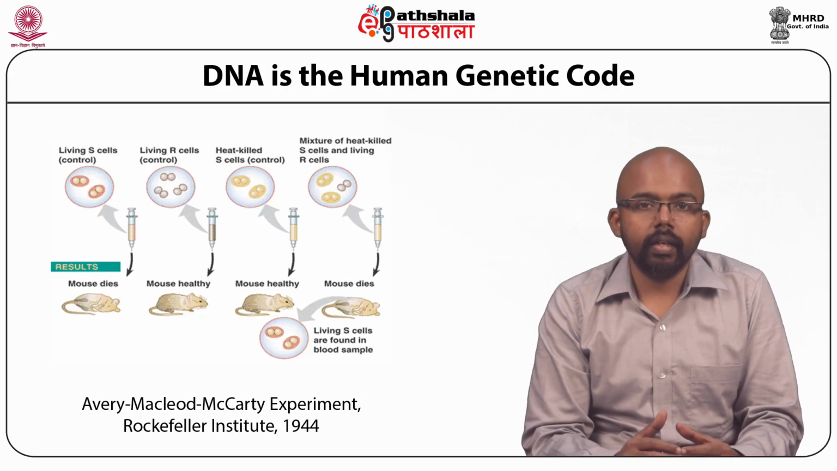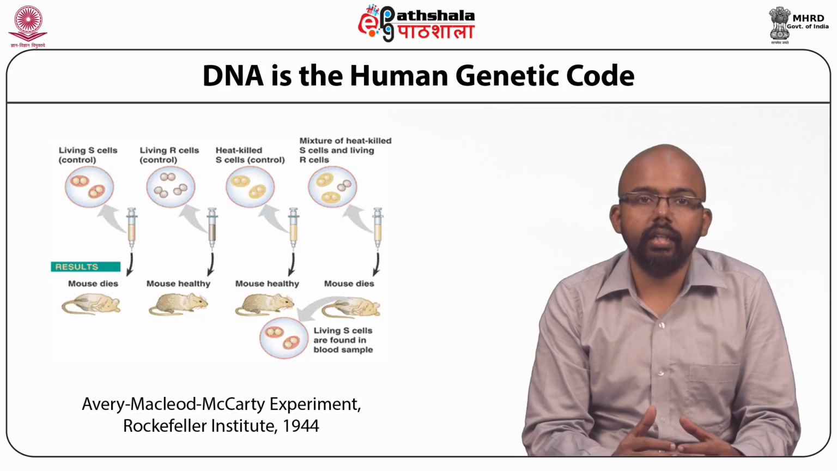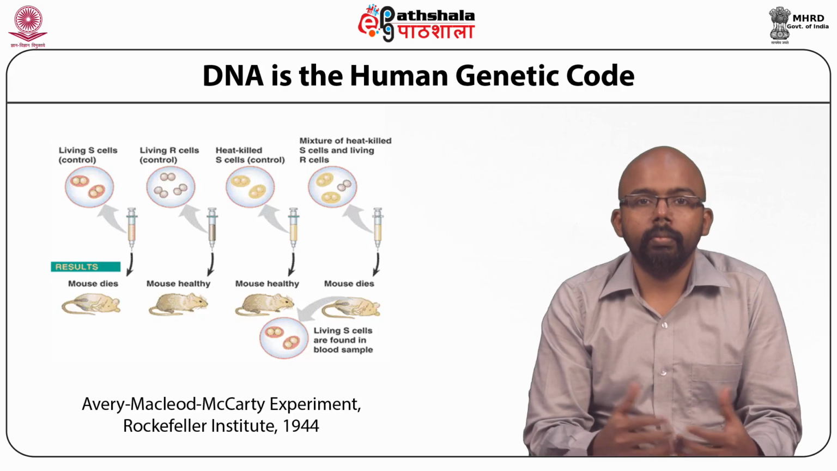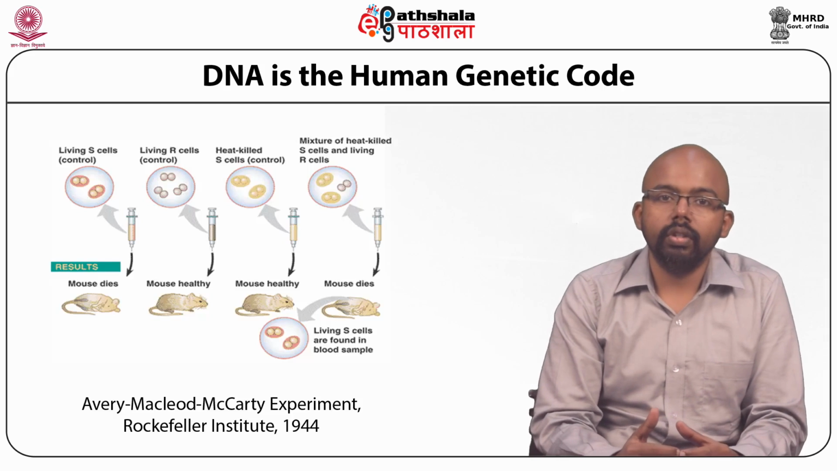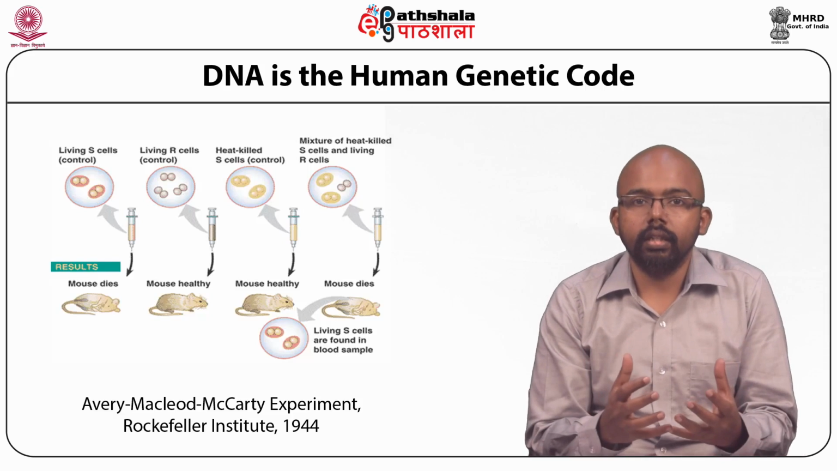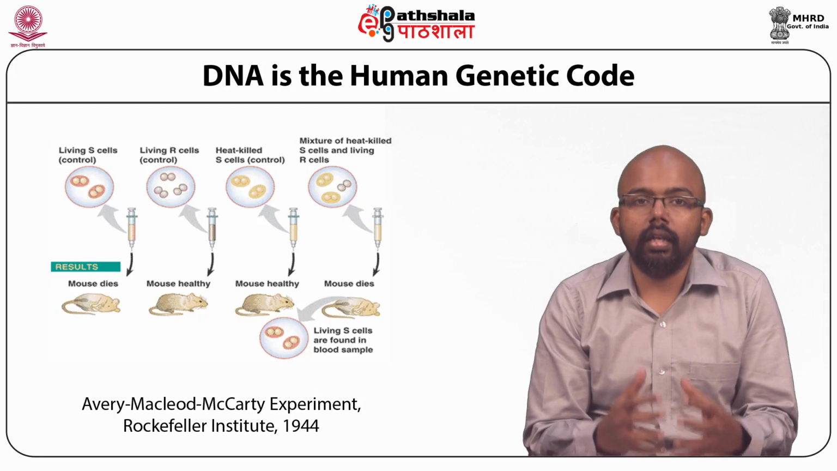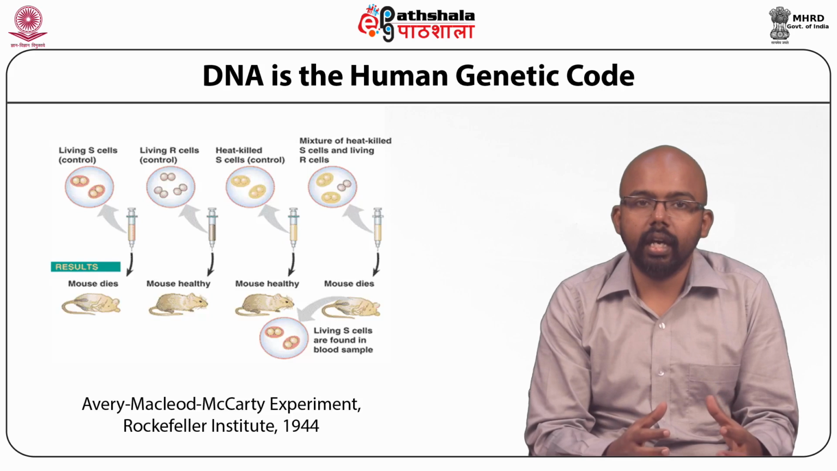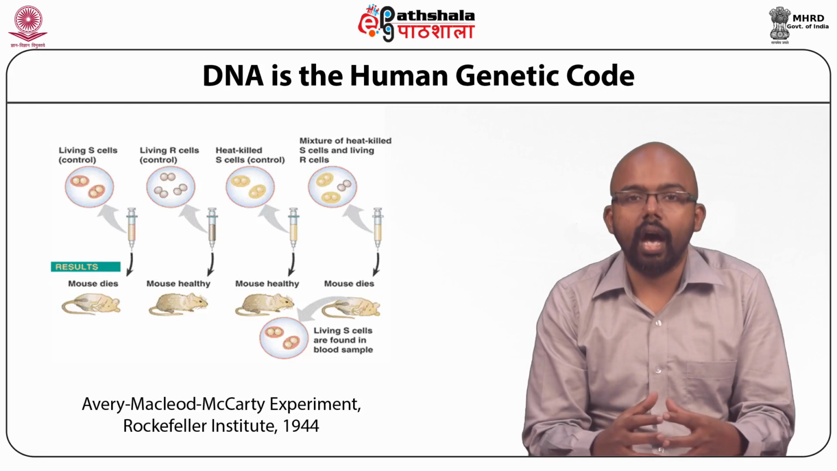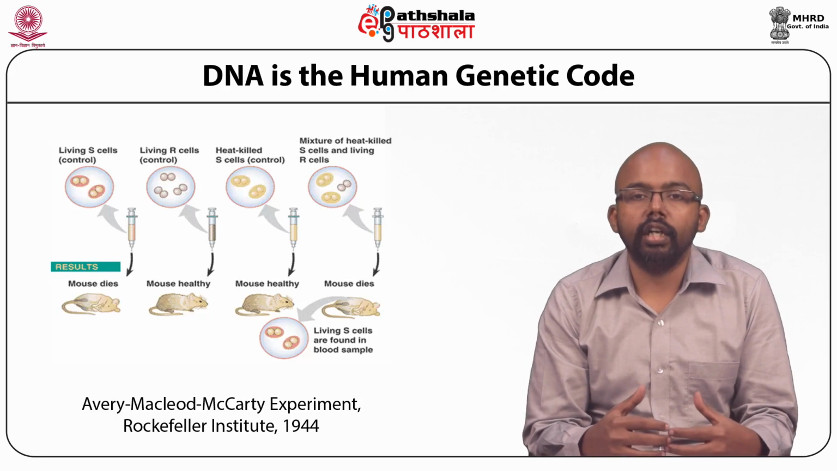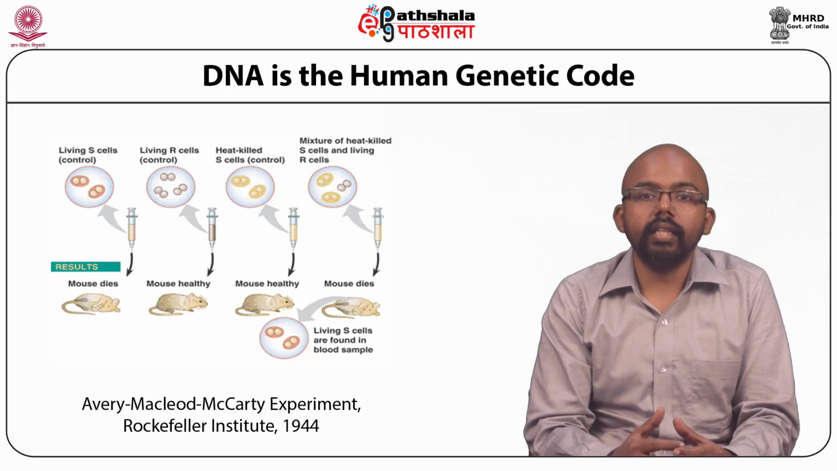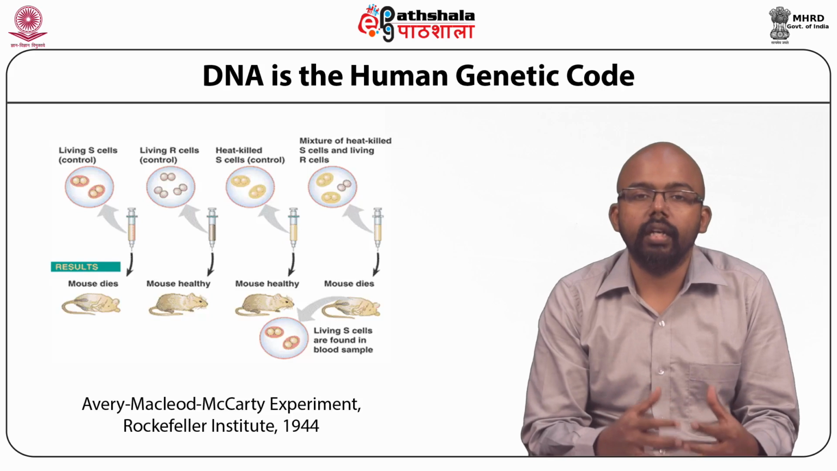and if you inject them into a mouse, the mouse remains healthy. And if you heat kill the S bacteria, meaning you destroy it, and then inject it into the mouse, the mouse remains healthy. However, the landmark experiment was performed when the heat-killed S bacteria were mixed along with the R bacteria and injected into a mouse, and the mouse died. Also, S cells were recovered from the blood of the mouse.